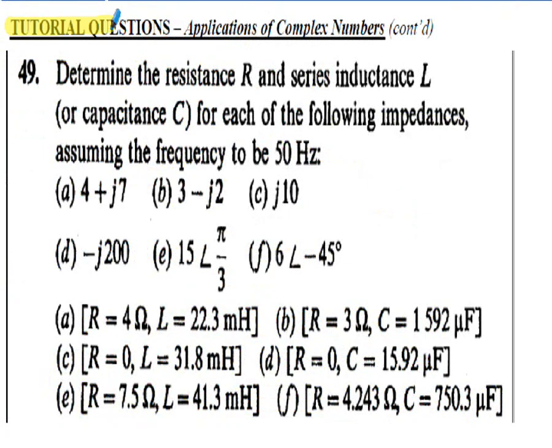Here are some tutorial questions I've encouraged you to attempt. Question 49. We're asked to determine the resistance R and the series inductance L, or capacitance C, for each of the following impedances, the Z values. We're given 6 questions here from A through to F. Be careful to determine which is the inductance and which is the capacitance in these particular questions, and also with the last couple of questions make sure you convert them into Cartesian form. They're currently stated in polar form. Answers are given in the square brackets below.